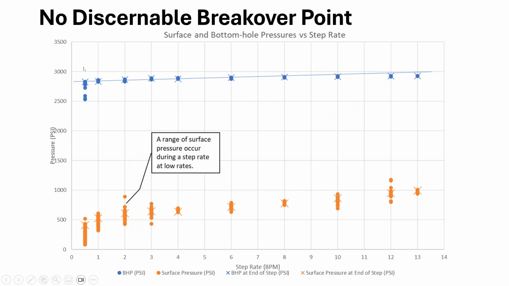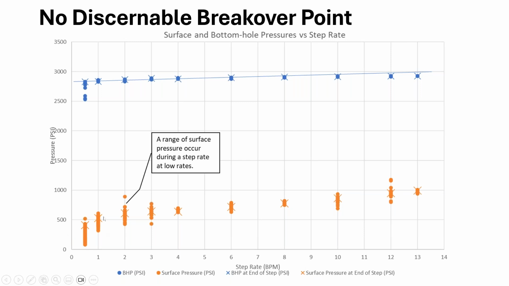In this instance, we see no discernible breakover. I've taken this case where this is not conceptual data. This is data from a client where we've taken and plotted the surface pressure, the range of surface pressure experienced during a step against each step and the corresponding pressure. Those are represented by the circle dots. And the ending step rate pressure is represented by this X.